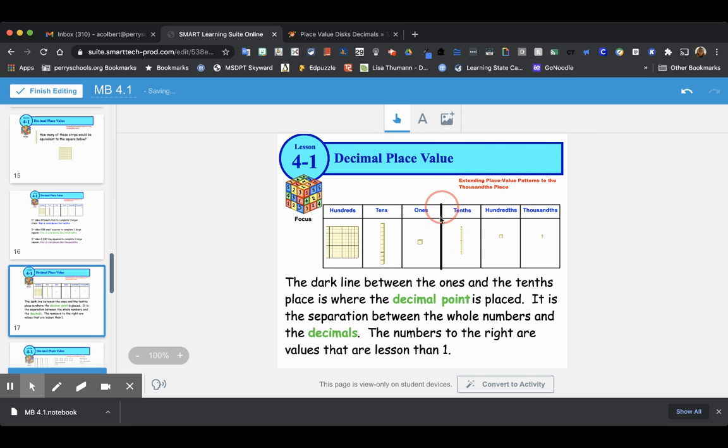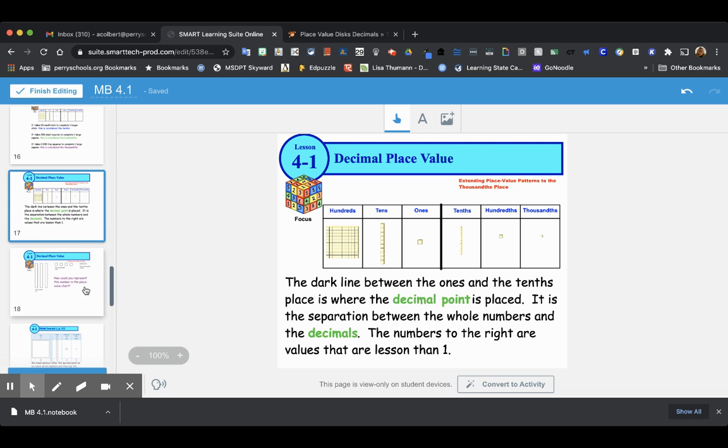The dark line right here, this thick, bold, dark line, is between the ones place and the tenths place. This is where the decimal point is placed. It separates the whole numbers and the decimals, okay? All of these are whole, they are complete. These over here are part of a whole. The numbers to the right are the values that are less than 1. So remember, if they're less than 1, they're a part, they're a fraction, they're a decimal.